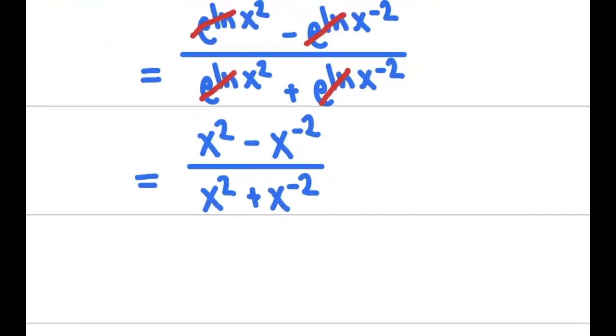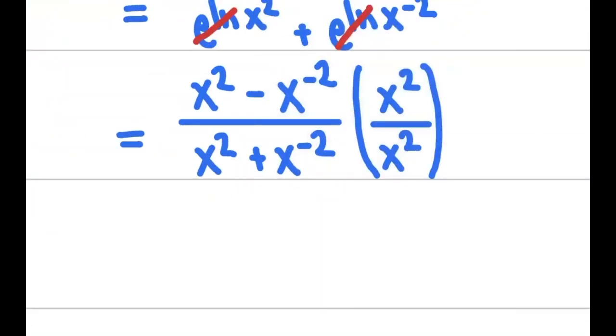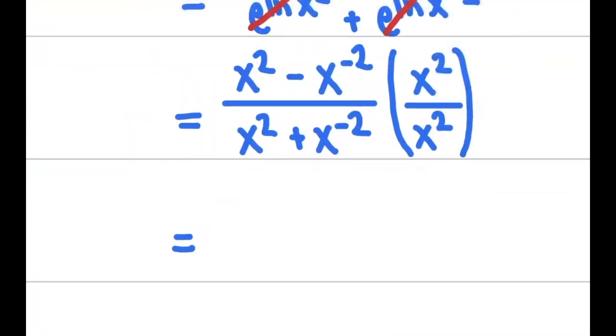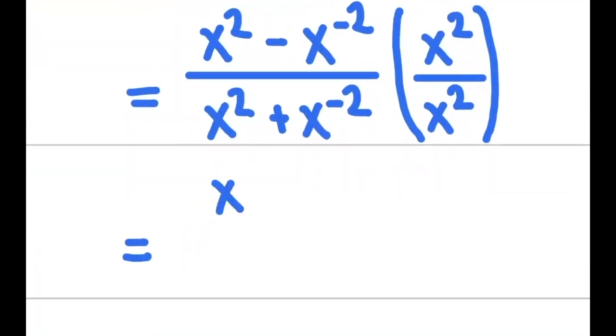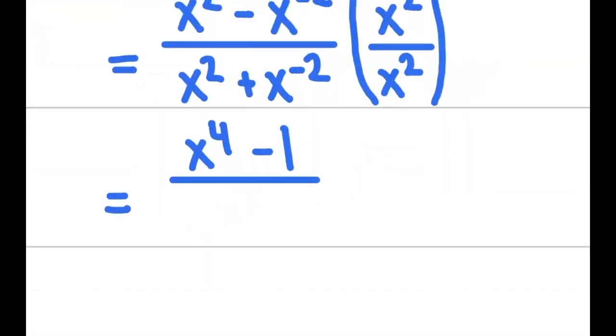No. We haven't done enough algebra in this video. This is a complex fraction. Multiply by x squared over x squared. Just to clean this up a little bit, let's multiply the numerator and denominator by x squared. So we need to distribute. x squared times x squared is x to the power of 4. x to the power negative 2 times x squared, the exponents add, you get x to the 0, which is 1. And then same thing in the denominator, but now there's a plus in the middle.